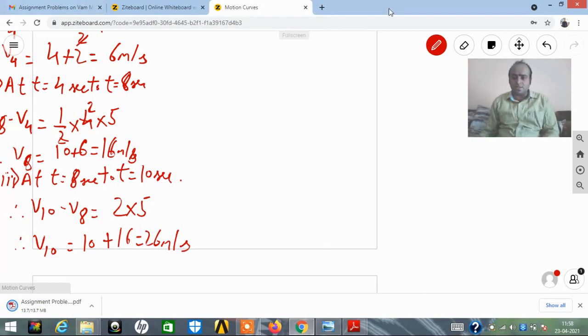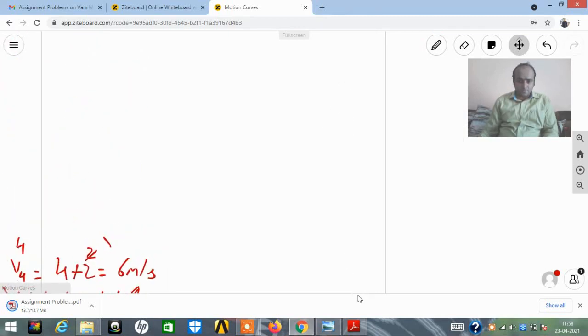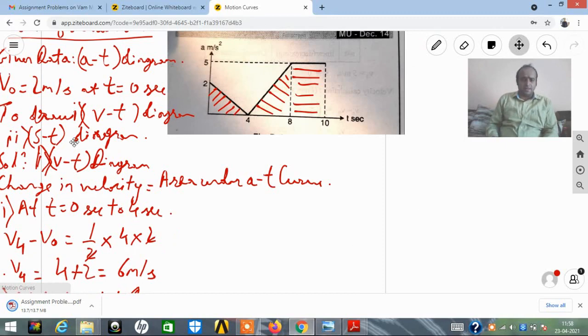Okay. Now second, we will be going ahead for the displacement time diagram. First, let us draw the diagram for this velocity time diagram. Chalo, let us quickly draw it. Just beneath this diagram, I will be drawing this VT curve over here. This will be velocity.